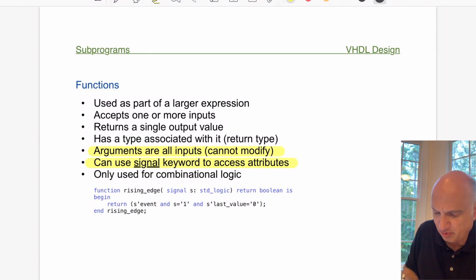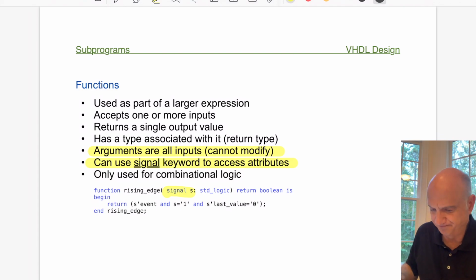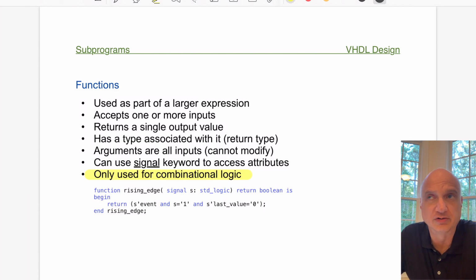You do not always need this signal in front of your thing, only if you're using aspects of the input that require you to look at signal attributes. Okay, so that's the only time you can do that. And here's a very important piece. Functions are only used for combinational logic. So not things that have storage or sequential logic, but basically combinational logic. And that's a pretty limiting factor for the use of functions.